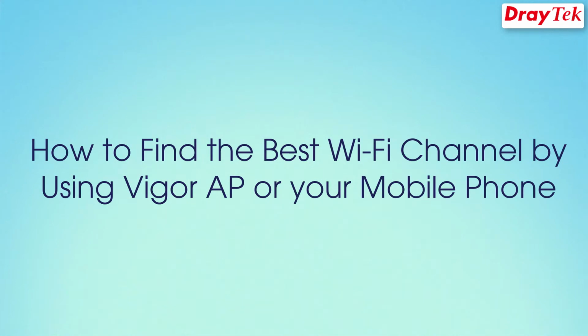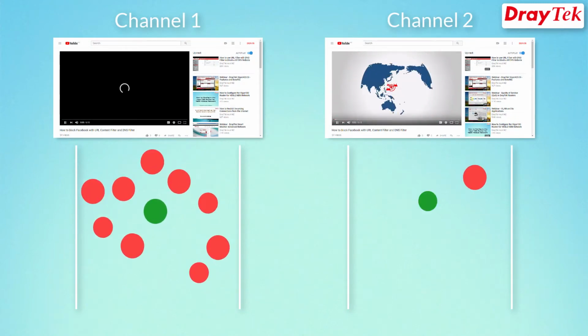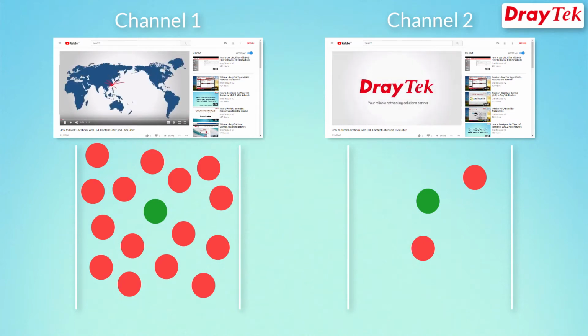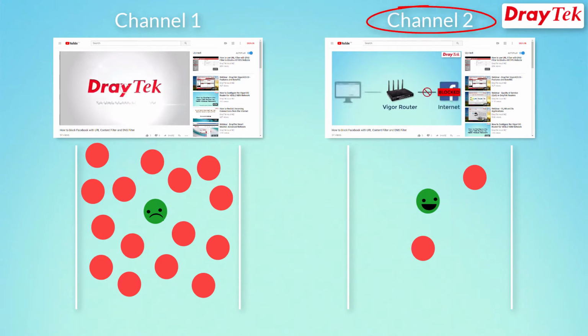In this video, we're going to show you how to find the best Wi-Fi channel by using Vigor AP or your mobile phone. As you know, Wi-Fi performance is highly related to the channel utilization. If the used channel is crowded, we cannot get high performance with the channel. The packets we want to transfer will be stuck, like a traffic jam. So if you want to have good performance, we need to select a decent Wi-Fi channel.